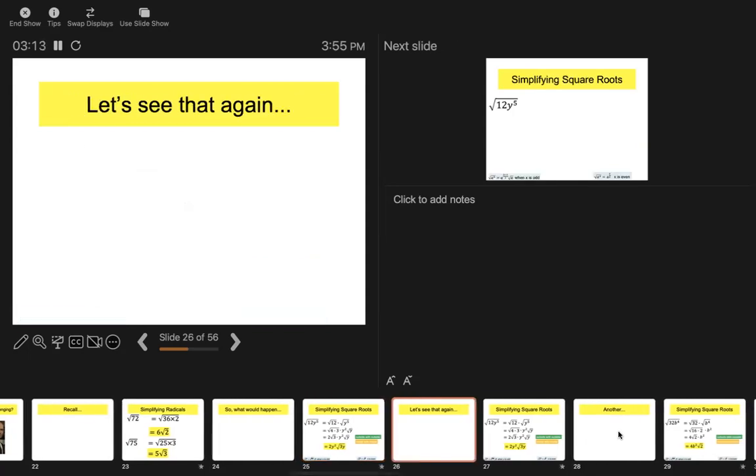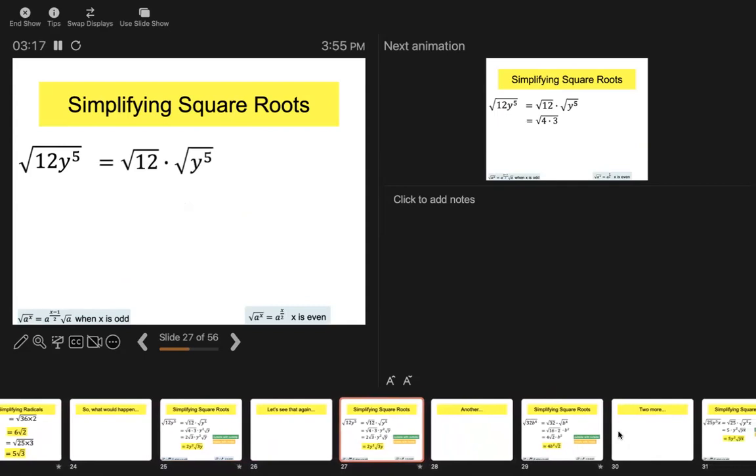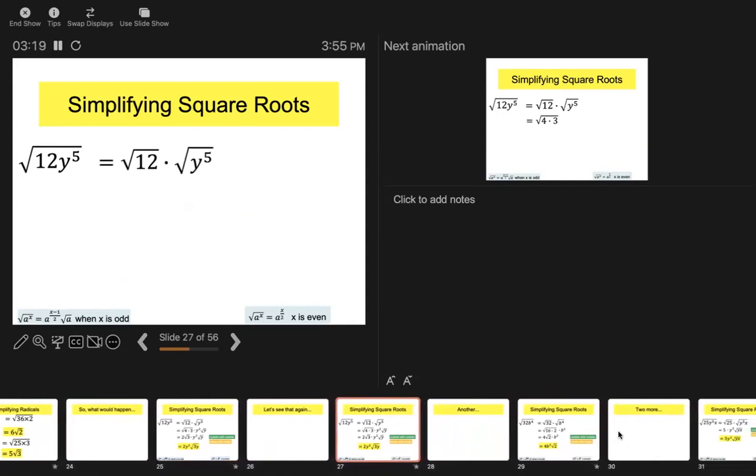I'll show you that one more time. Same problem. Separate this into two problems. Take the square root of the first one. That's 12. Well, 12 is not a perfect square, so I need to write 12 as 4 times 3. The square root of y to the fifth, or 5 is odd. Treat the odd rule. 5 minus 1 is 4. Half of 4 is 2. So y squared, or y to the second power, comes on the outside, and a y. The square root of 4 is 2.